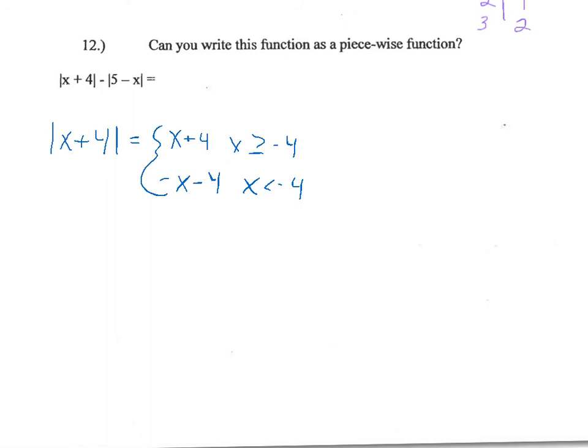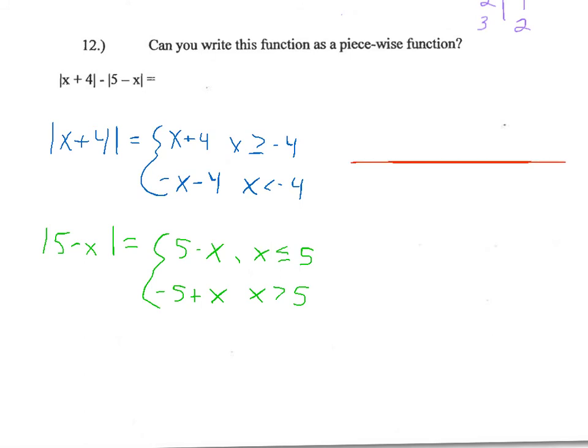Now I'm going to do the same for 5 minus x. Now this one's a little bit more tricky because we'll have 5 minus x as long as x is less than or equal to 5, and a negative 5 plus x as long as x is strictly greater than 5. So now I'm going to make my 3 intervals of where this can happen. So my 2 key points are 5 and negative 4.